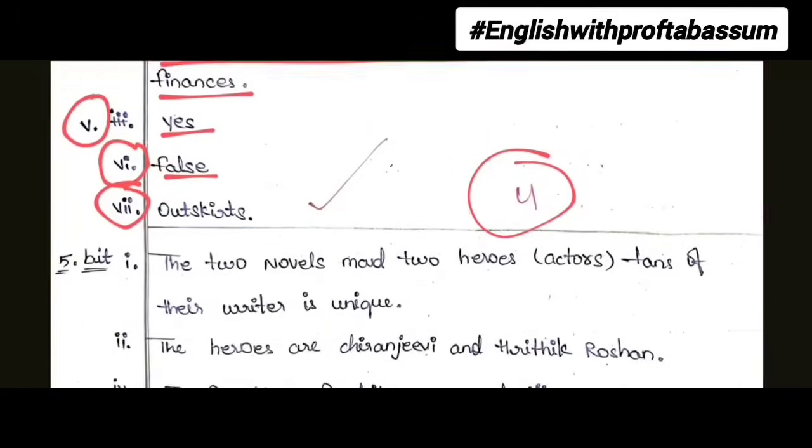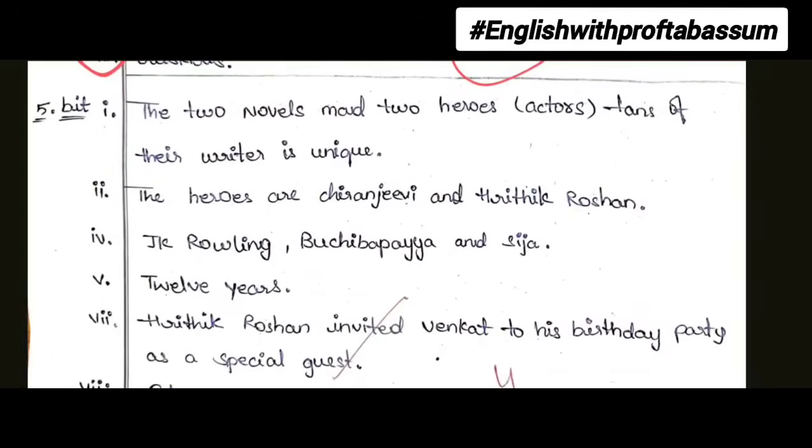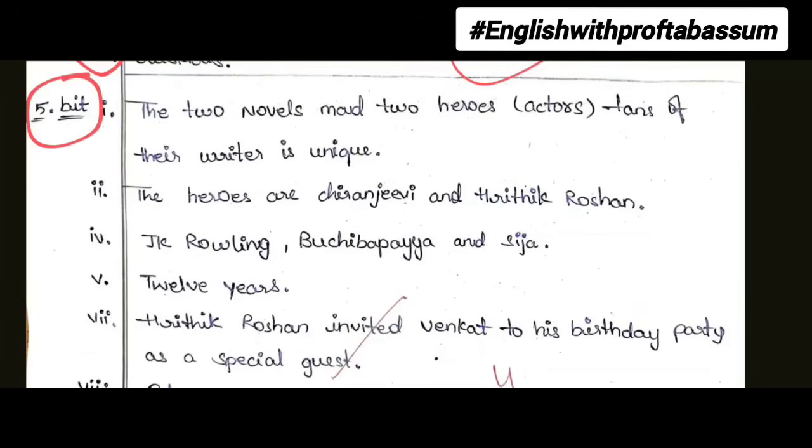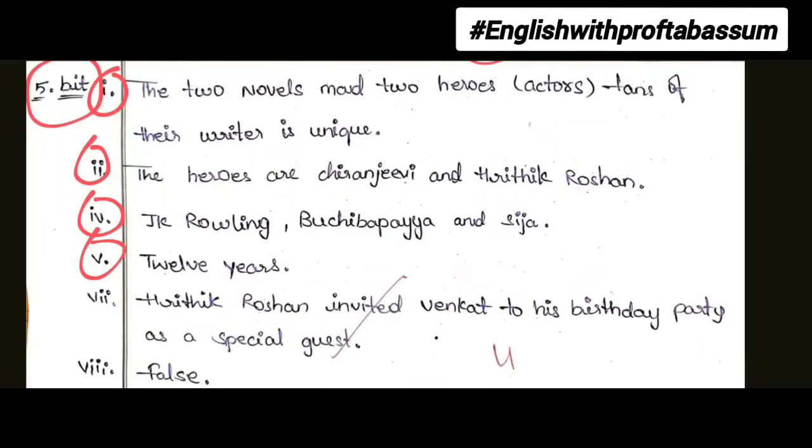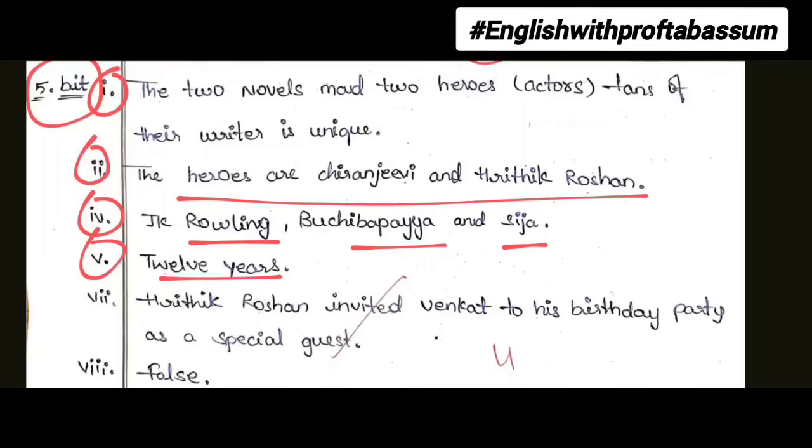In section B, next bit is bit number 5. This is the last bit. Here also first you'll write bit number, then sub-bit numbers, Roman numbers. The student has written over here to the point again. Either the answer is in one word or one full sentence. So in the same way you are going to write all the bits.